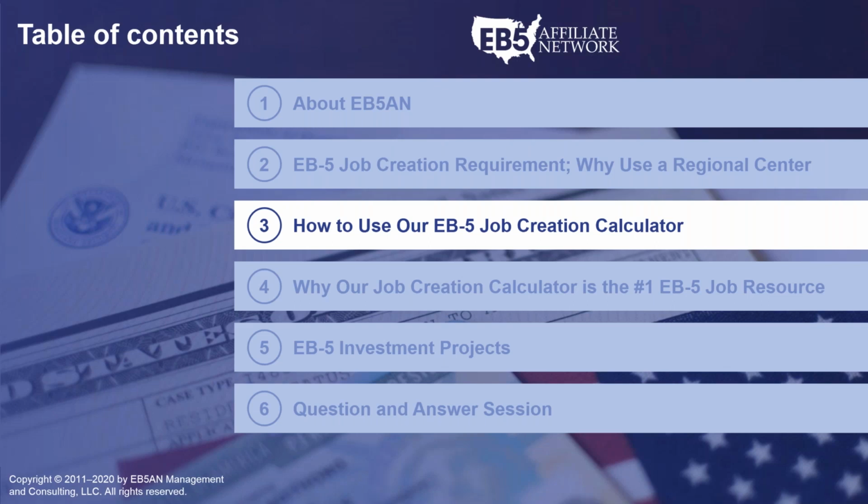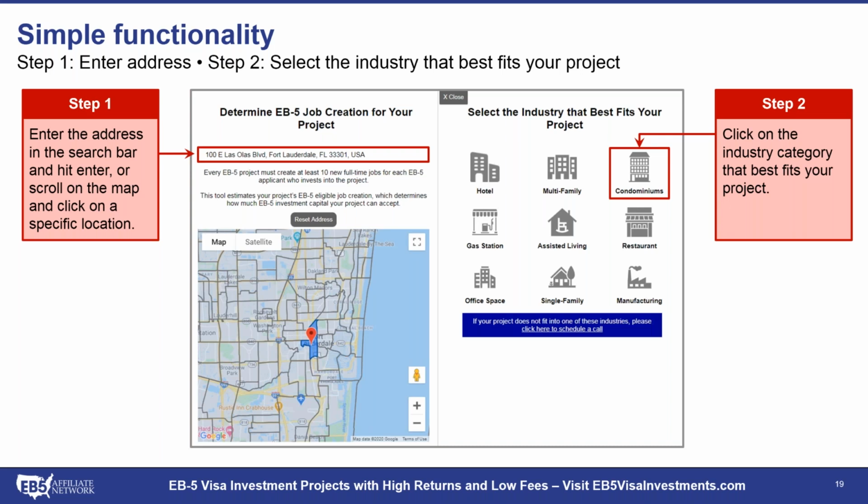Exactly. Thank you, Mike. So on our job calculator, the first step is to go to our website, EB5AN.com. Under the resources tab, you'll see job calculator, or you can just go to Google, type in EB5 affiliate job calculator, and it'll show up as the first result. So you'll get to the job calculator page.